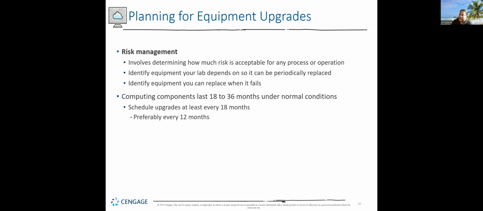Computing components last 18 to 36 months under normal circumstances. I don't know about the 18-month thing, but sure, let's go with it. Schedule upgrades at least every 18 months, preferably every 12 months. Yeah, you can update your stuff every year if you've got the budget for it. But if you don't, you're upgrading every year and a half, two years. It just depends how much money they give you to work with too. But that's something your manager will consider, et cetera.